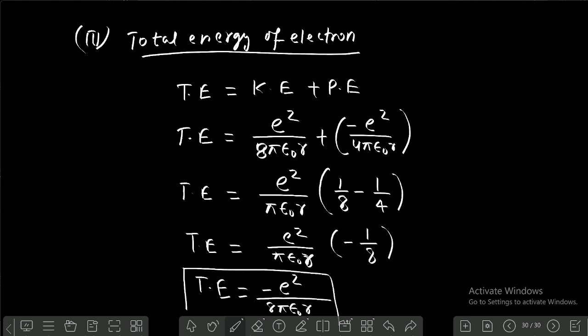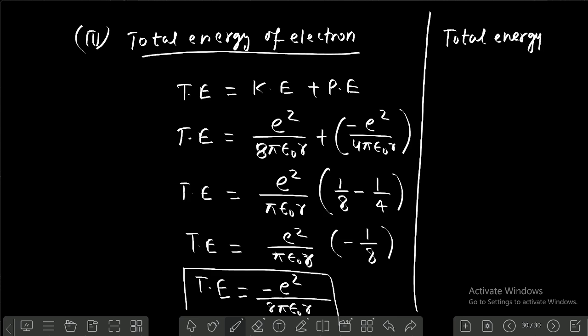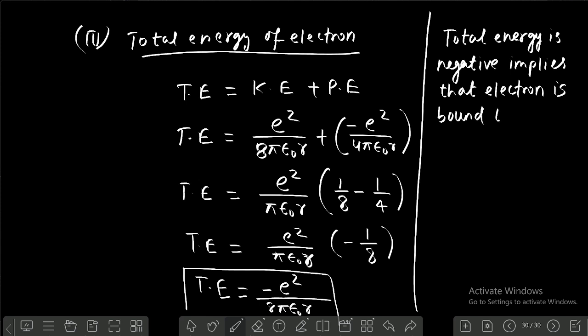And what is the meaning of the total energy being negative? Now, the total energy is negative. The meaning is, negative implies that the electron is bound to the nucleus. The electron is bound to what? The nucleus. The electron is bound to the nucleus. Yes or no? So you got the total energy expression.